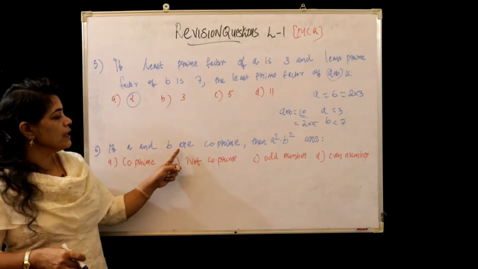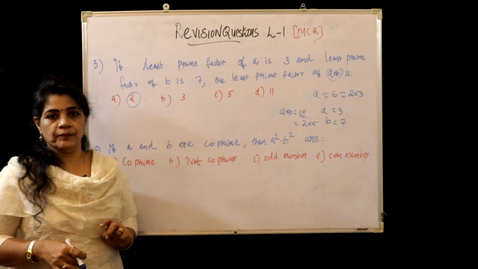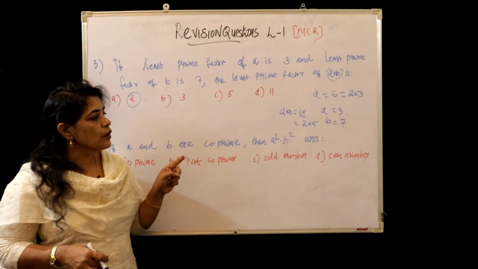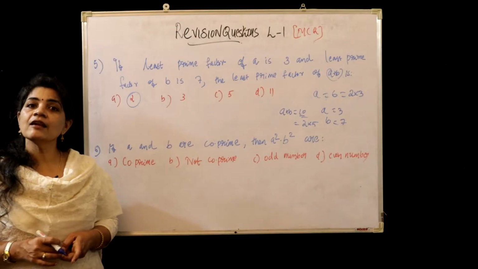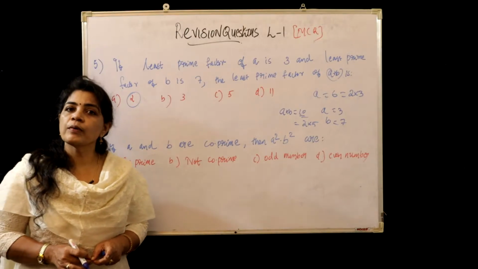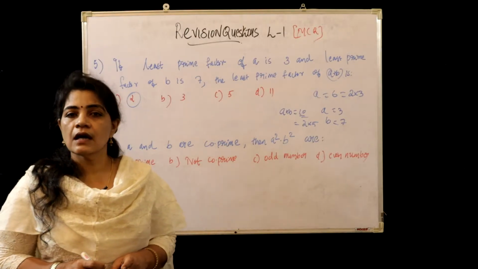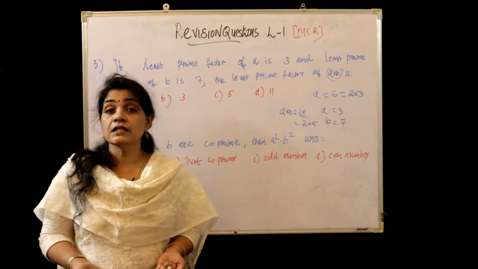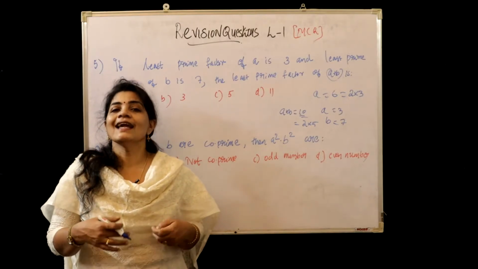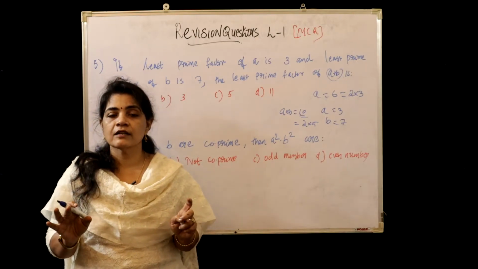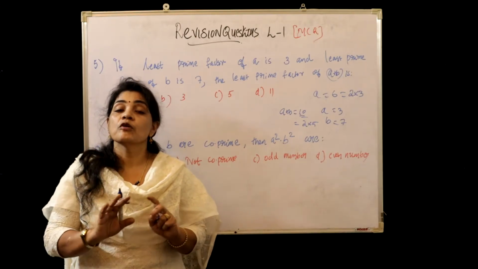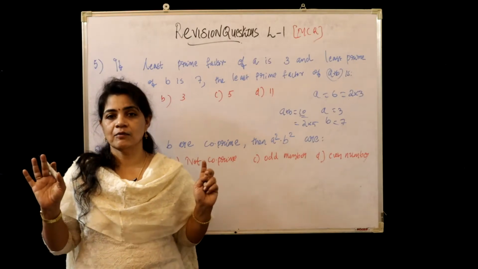If a and b are co-prime, then what is a square into b square? What is given, children? A and b are co-prime. What are co-prime numbers? Co-prime numbers can be any numbers. They need not be prime numbers. You can take any number. The only condition is that the highest common factor must be 1. That means there should not be any common factor between a and b.